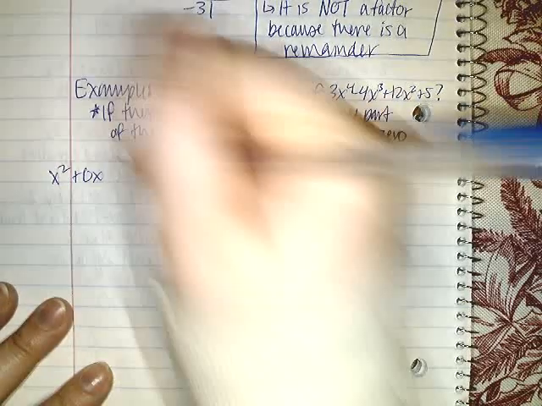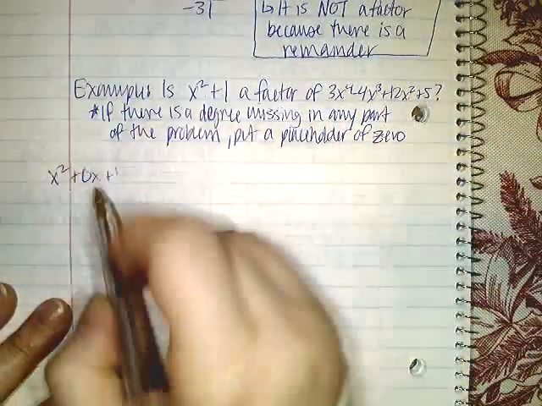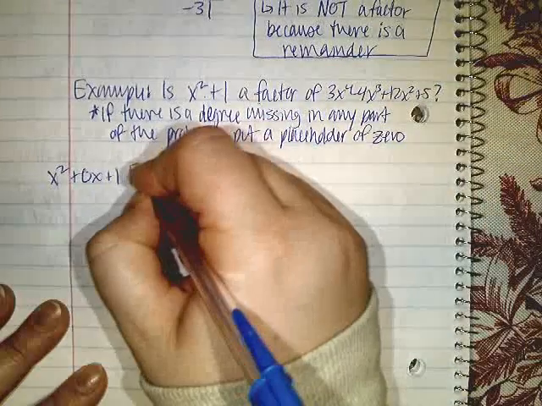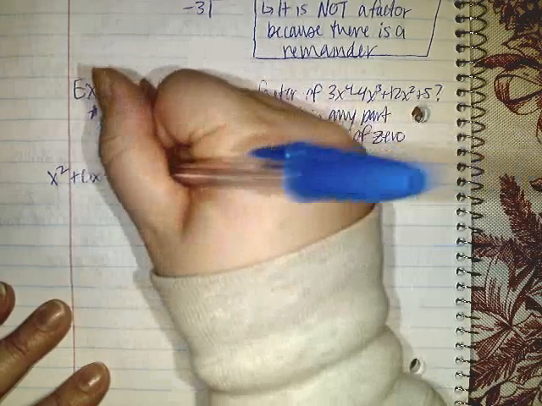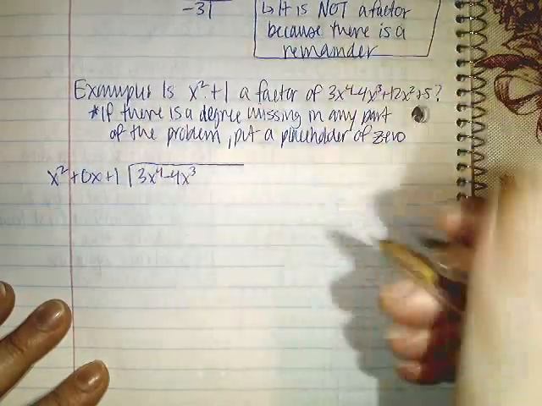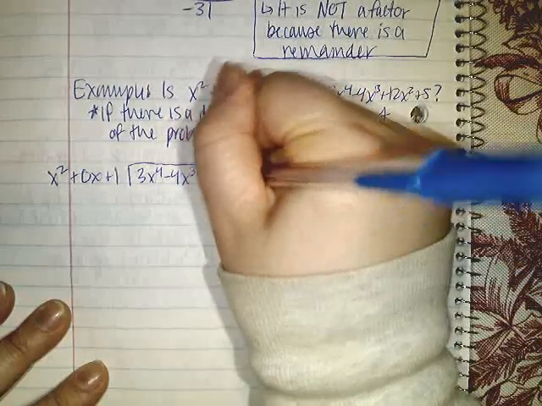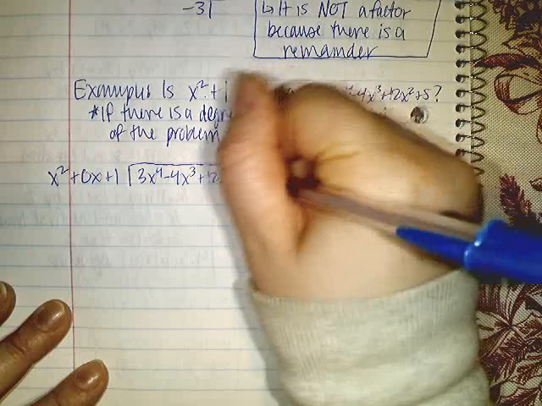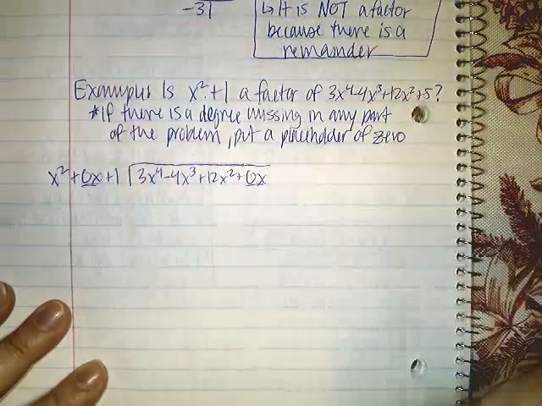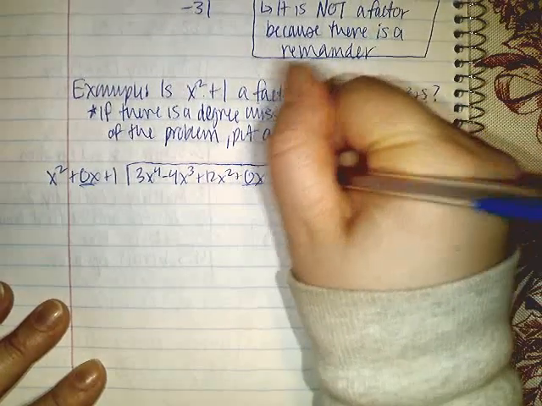So to set this up, I'm going to have x squared plus 0x, which normally I'd say you don't need to write 0x, that's silly, but I'm going to put that here because we need to remember that that's the term it's holding a place of. So then I have 3x to the 4th minus 4x cubed plus 12x squared. Again, plus 0x, so our placeholder here again, so we have our 2 placeholders, plus 5.